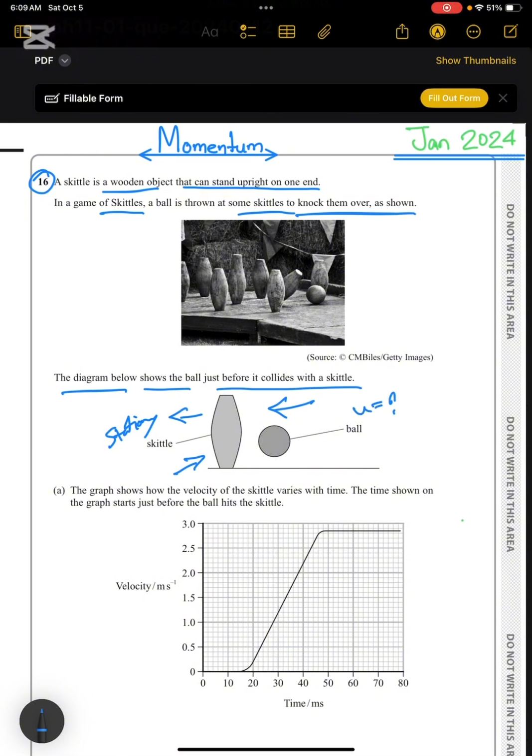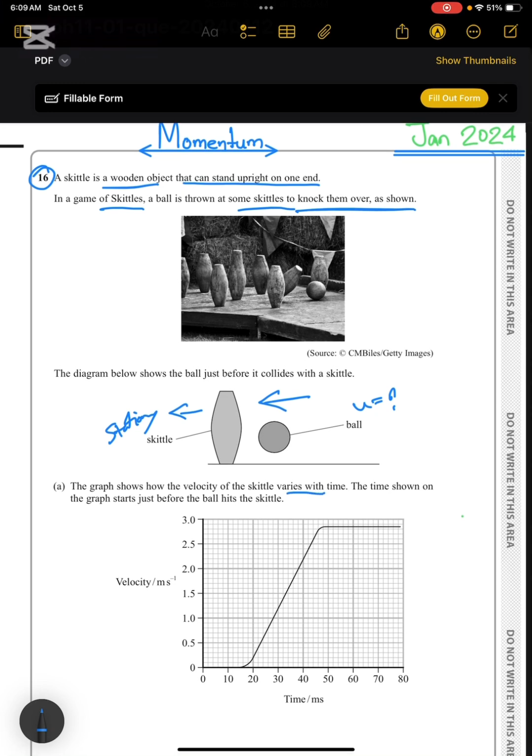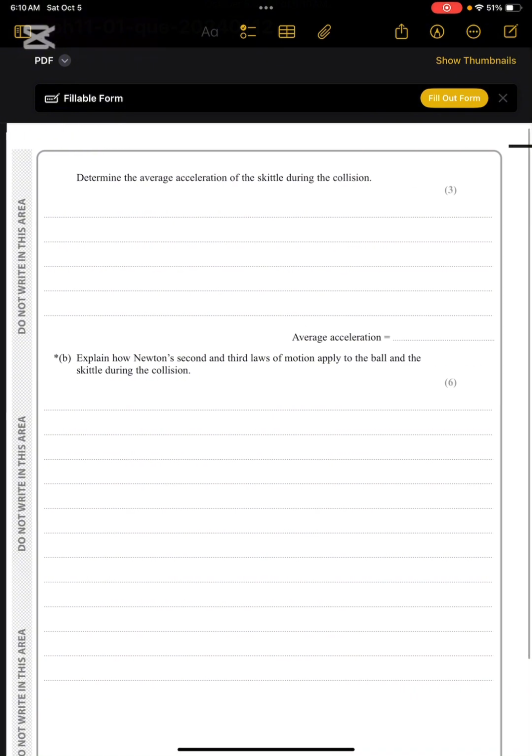Moving forward to the question, they have said the graph below shows how the velocity of the skittle varies with time. When the skittle was collided with the ball, the skittle also started to move in this direction. So the velocity of the skittle varied with time. The time shown on the graph starts just before the ball hits the skittle. This is a velocity time graph of the skittle. We all know the gradient of the velocity time graph gives us the acceleration.